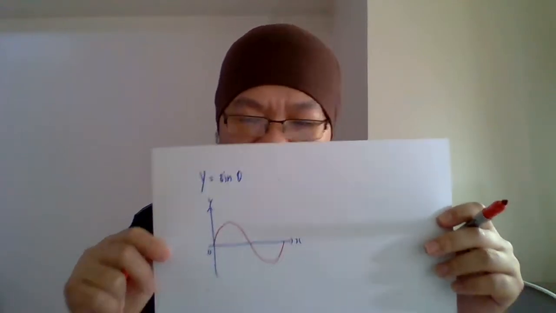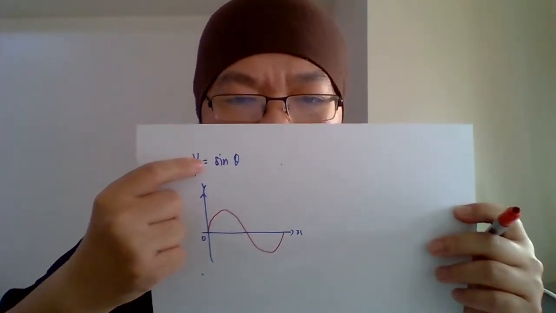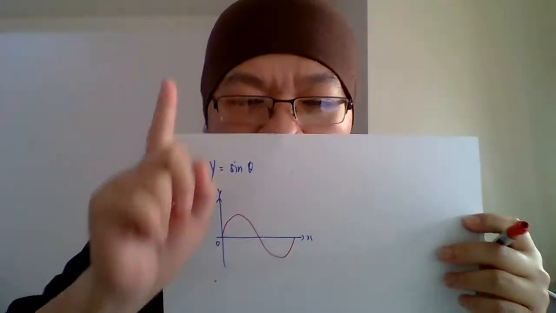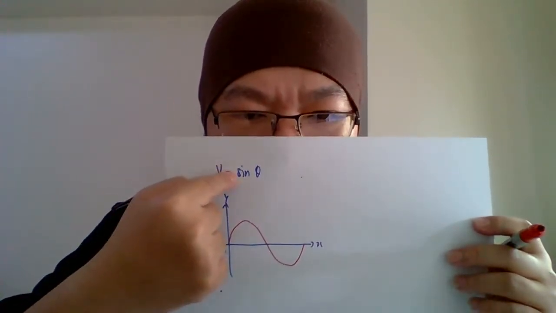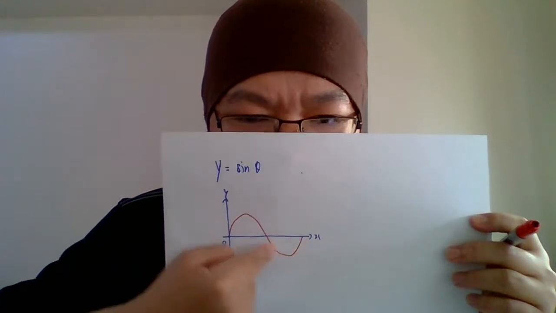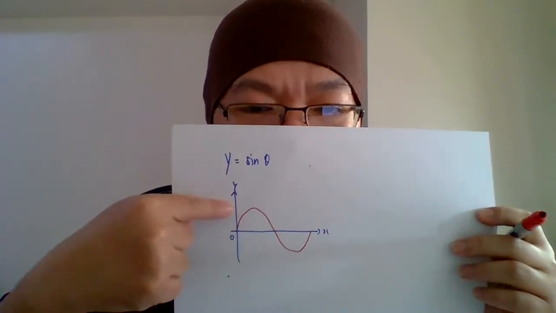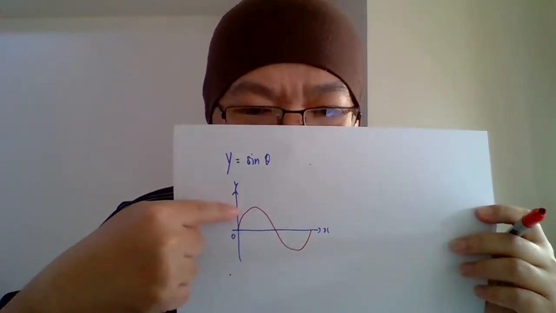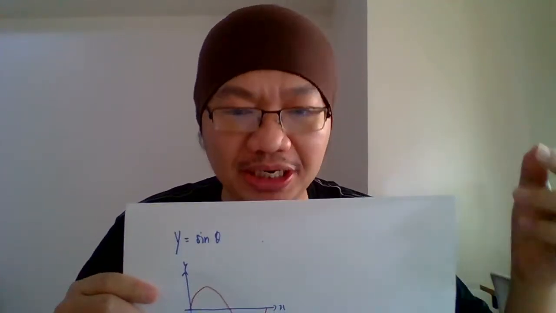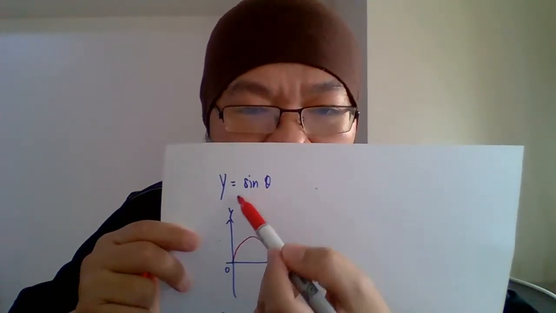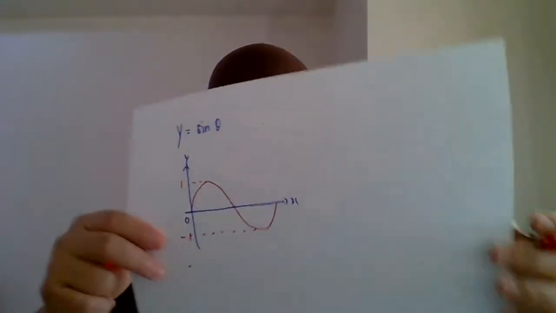Now, so guys, look at the equation sine theta. What is the number in front of the sine? There's a number there, 1. The number in front of the sine will determine your value of y here. We call it amplitude. Since your number here is 1, this is y equals 1 sine theta, so the 1 will determine the value of amplitude, which is 1, negative 1. This is how we sketch.